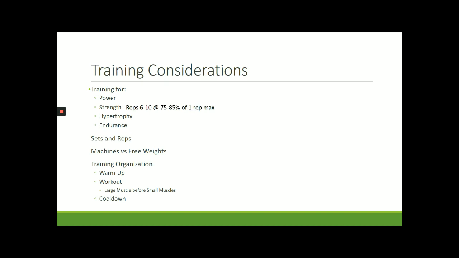max. For strength, you're going to do 6 to 10 reps at 75 to 85% of your 1 rep max. For hypertrophy, which means making the muscles get larger, 8 to 12 reps at 70 to 80% of the 1 rep max. And then for endurance, 15 or more reps at 60% or less of a 1 rep max.